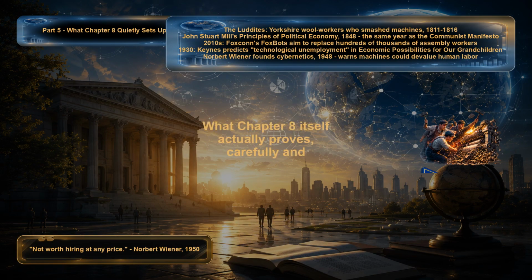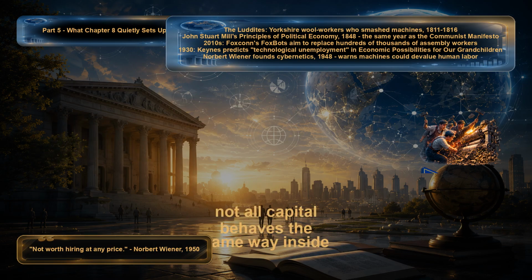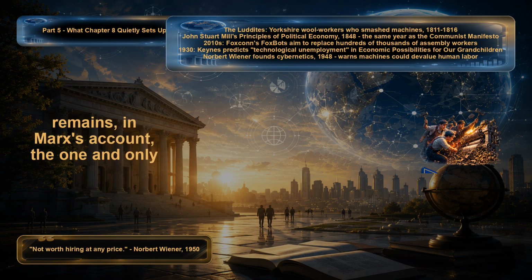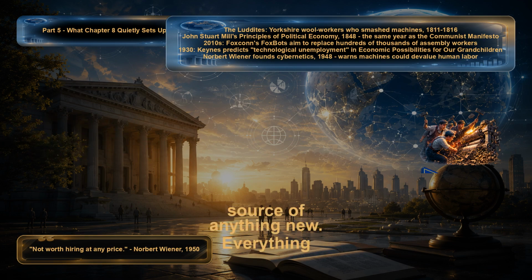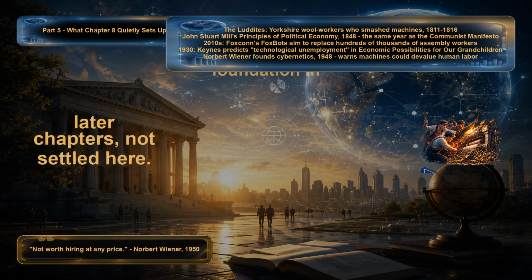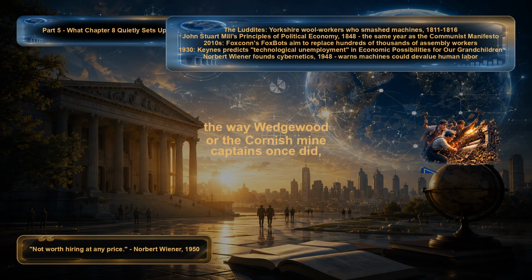What Chapter 8 itself actually proves, carefully and modestly, is smaller than that larger prediction, but still genuinely important. That not all capital behaves the same way inside production. That machines, however impressive, only ever transfer value. And that living labor power remains, in Marx's account, the one and only source of anything new. Everything else, the automation debate, the long-run future of profit, gets built on top of this foundation in later chapters, not settled here.